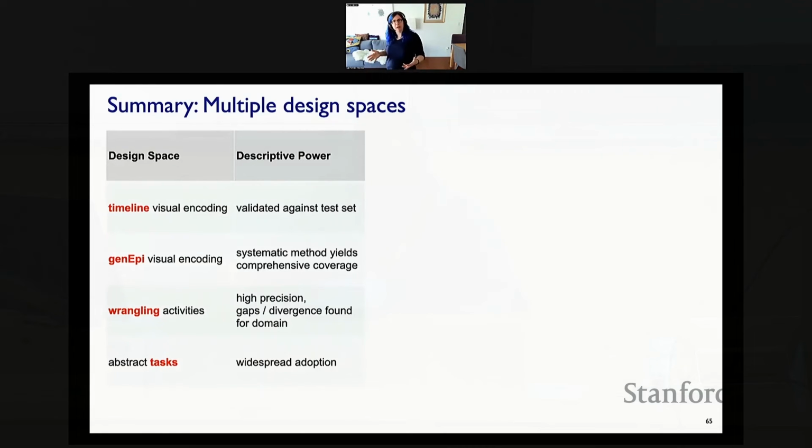So thinking about descriptive power, we tried validation against a test set for the timeline project. We had this really systematic method that gave us very comprehensive coverage for the GenEpi project. We had this really high precision descriptive power that allowed us to find where the other work that wasn't specific to journalists diverged from what that group did. And then we had quite widespread adoption of the task taxonomy, showing that there was quite a bit of descriptive power in that one.